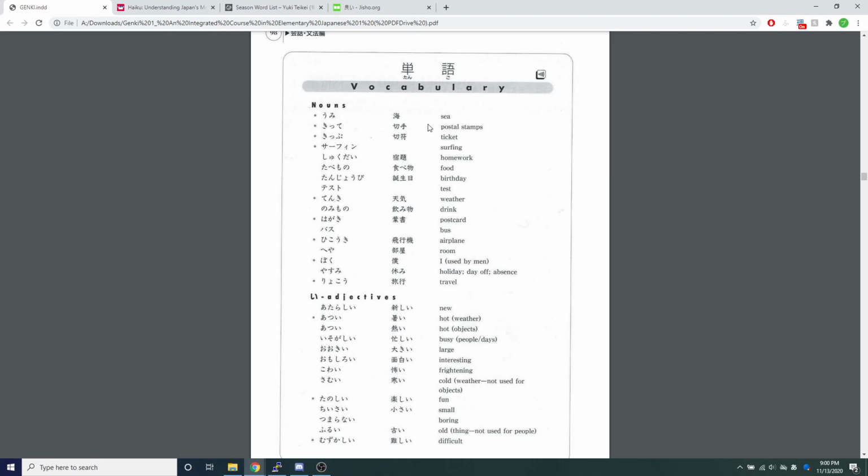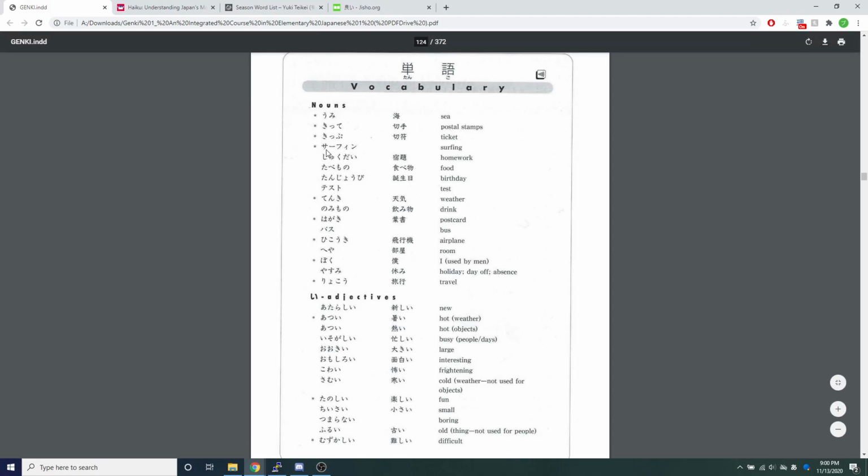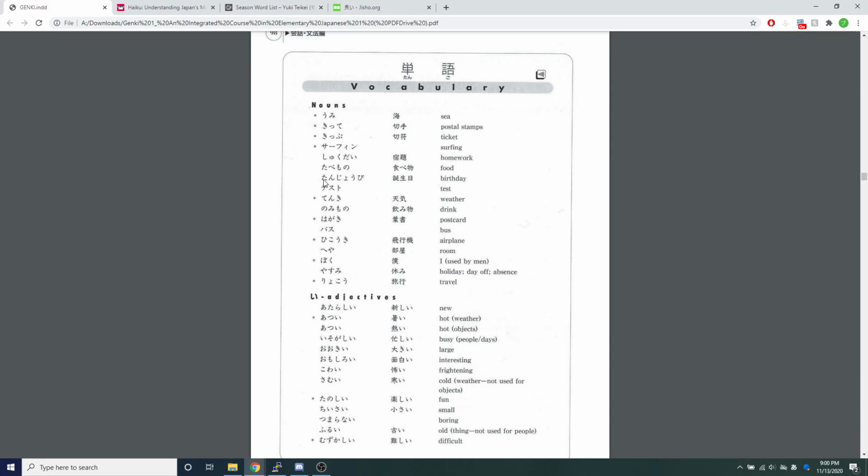So we have umi, which means sea. If you look at this kanji here, that little left bit means river, so you'll often see this with water-related words. Kite means postal stamps. Kipu means ticket. Now, kipu is generally only used these days for airplane tickets. So you'd say hikoki no kipu, airplane ticket. But if you're talking about concert tickets or most other forms of tickets, it's probably more common to say chiketto in Japanese. That's my understanding at the very least. Seems that this word's kind of fallen out of style.